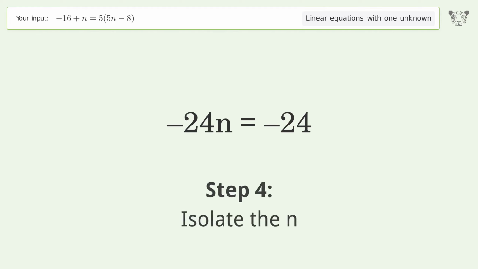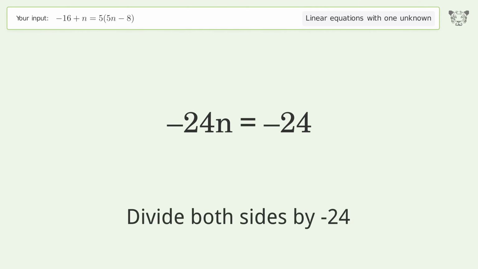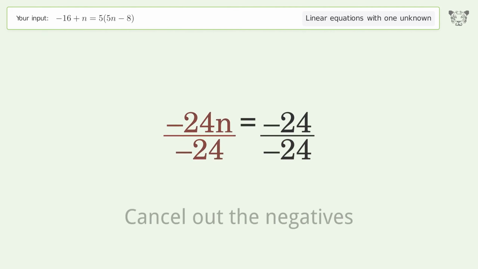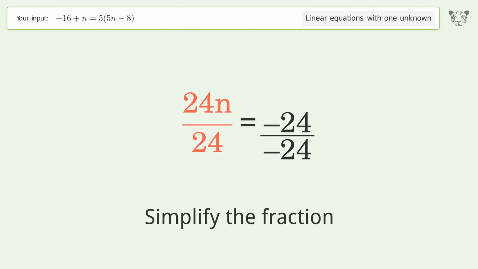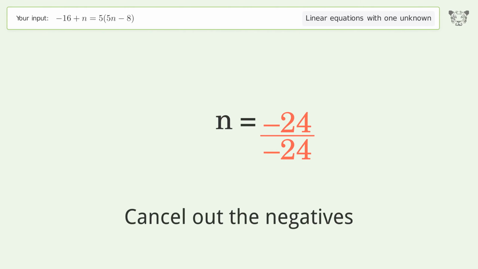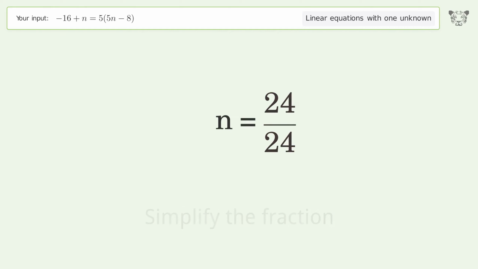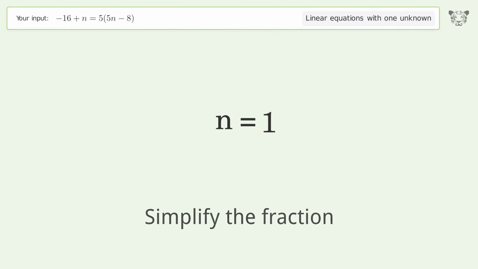Isolate the n. Divide both sides by -24. Cancel out the negatives. Simplify the fraction. Cancel out the negatives. Simplify the fraction. And so the final result is n equals 1.